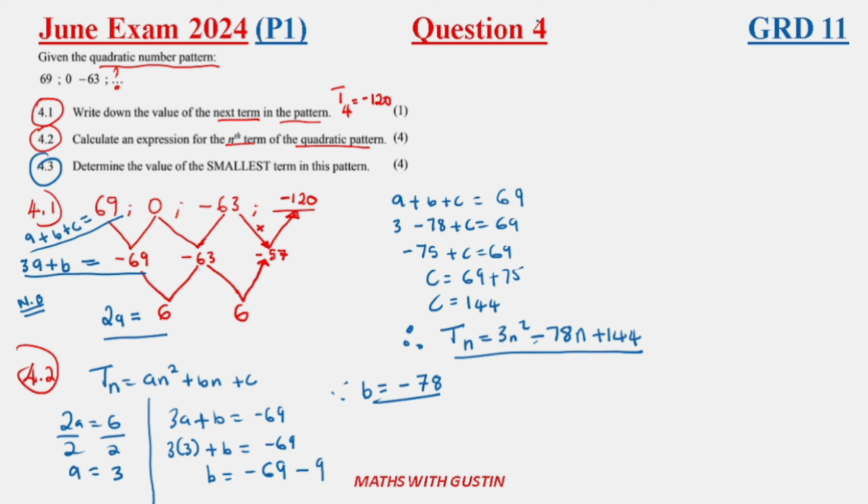So let's go to 4.3. 4.3 is quite an interesting one. It says, determine the value of the smallest term in this pattern. When it comes to quadratic, arithmetic, and geometric patterns, if they speak about maximum, minimum, largest, or smallest, please guys, just know that they are referring to the turning point.